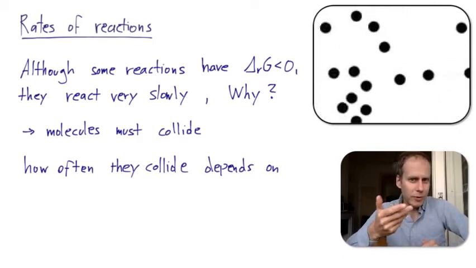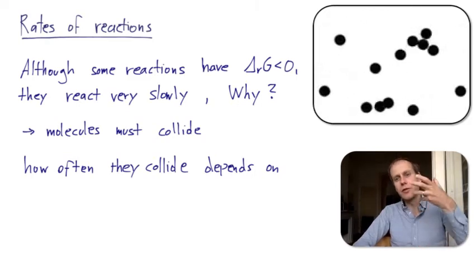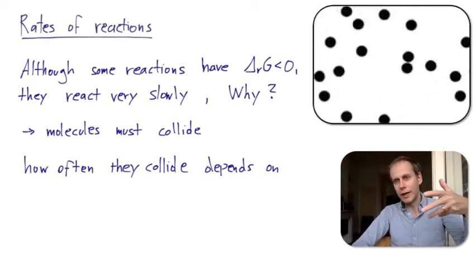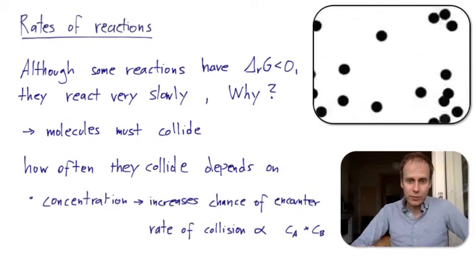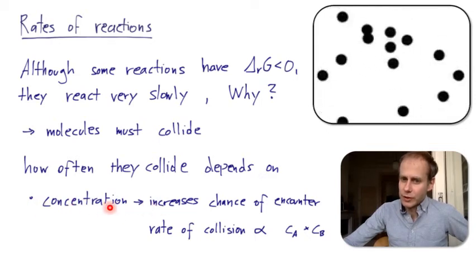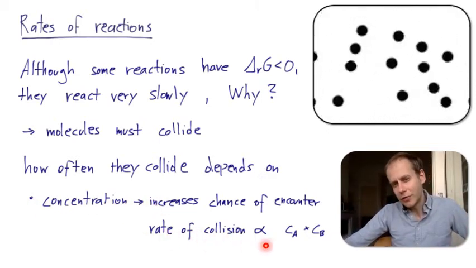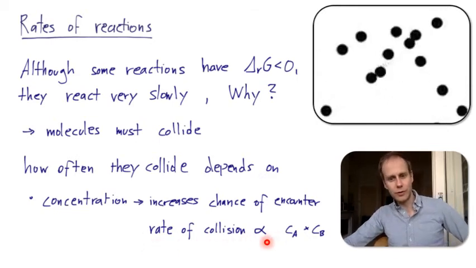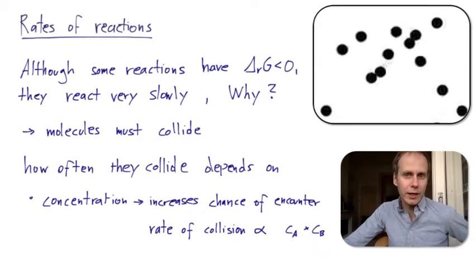You can probably intuitively say that it may depend on how many of them are there. The more A and B's, the higher the chance for collisions to happen. So we can also say it must depend on the concentration of the reactants, as it just increases the chance of encounter. And the rate of collision is actually proportional to the product of the concentrations of reactant A and B.